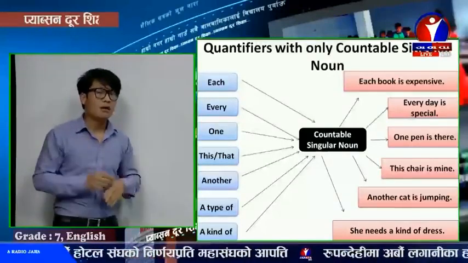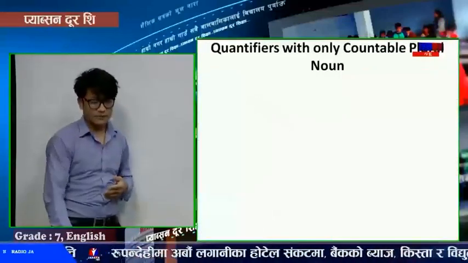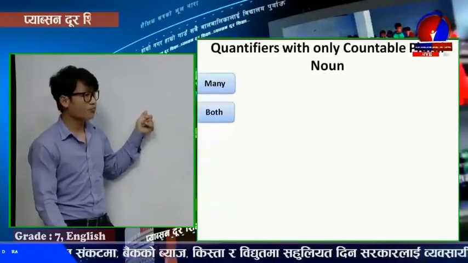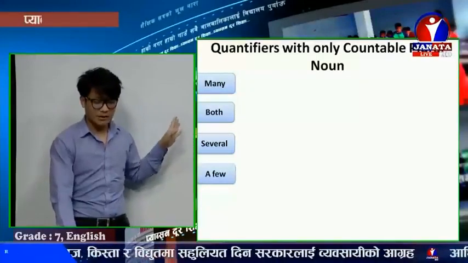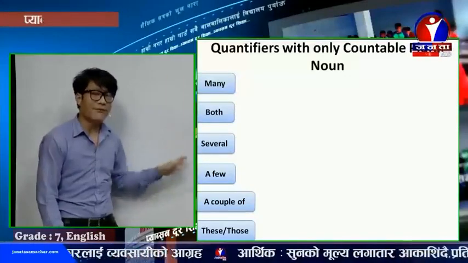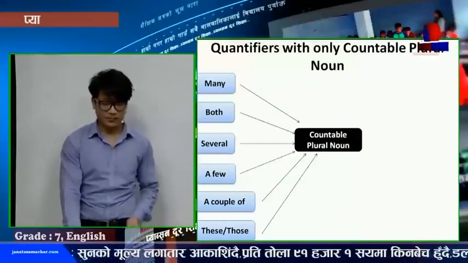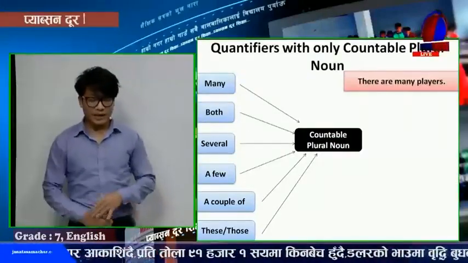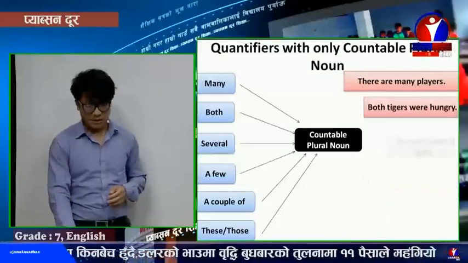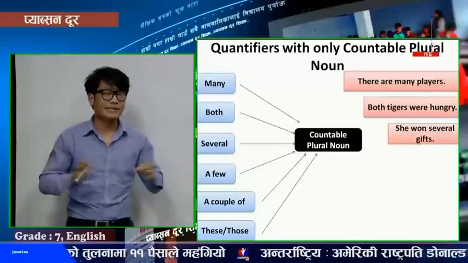Now let's see other quantifiers. After these, we should use only countable plural nouns. Now let's see. Like many, both, several, a few, a couple of, these, those. After these quantifiers, we should use countable plural nouns. Let's have an example here. There are many players. Both tigers were hungry. She won several gifts. Several gifts.